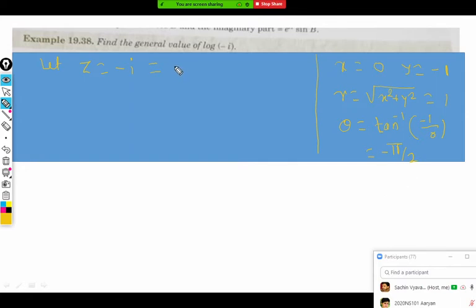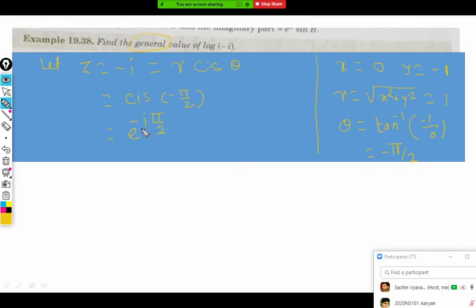And now the question is a general log. We have to calculate a general log. So first let me write the principal polar form. The principal polar form is r times cis theta. So r is 1, and this is cis of minus pi by 2, or in exponential form, e raised to minus I pi by 2. That is the exponential form of this one.